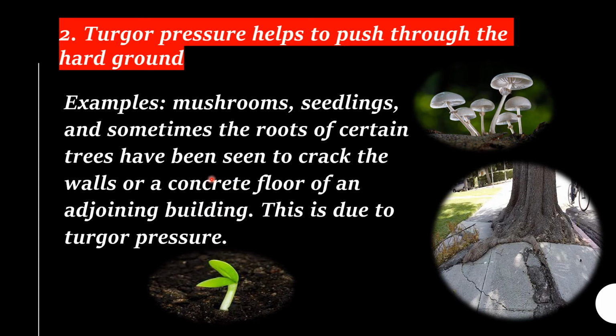This portion is very important for give-reason questions. A question will come like that: mushrooms, seedlings, and sometimes the roots of certain trees have been seen to crack the walls. Give reason. Yes, this is due to turgor pressure. You can write the answer like this: turgor pressure helps to push through the hard ground.